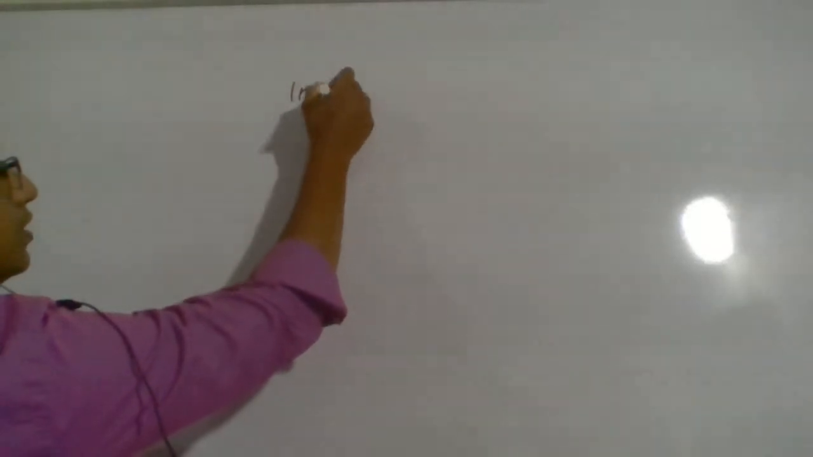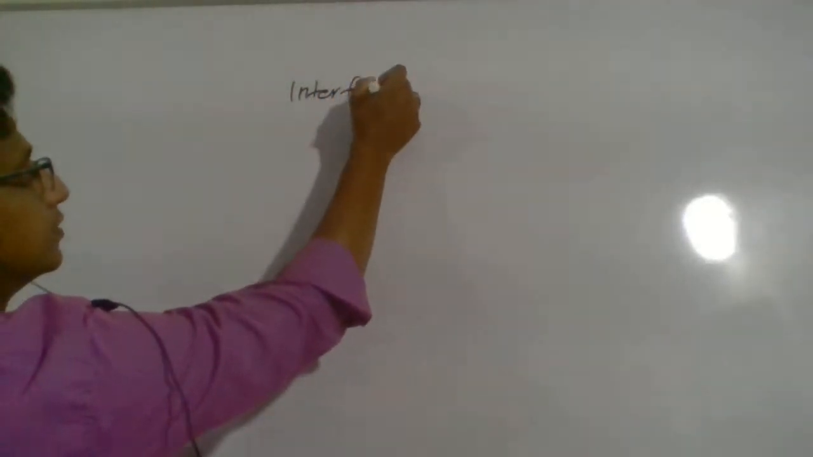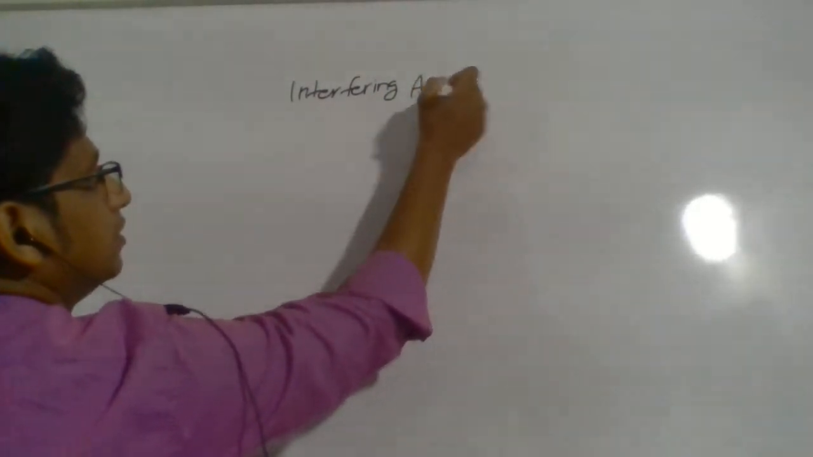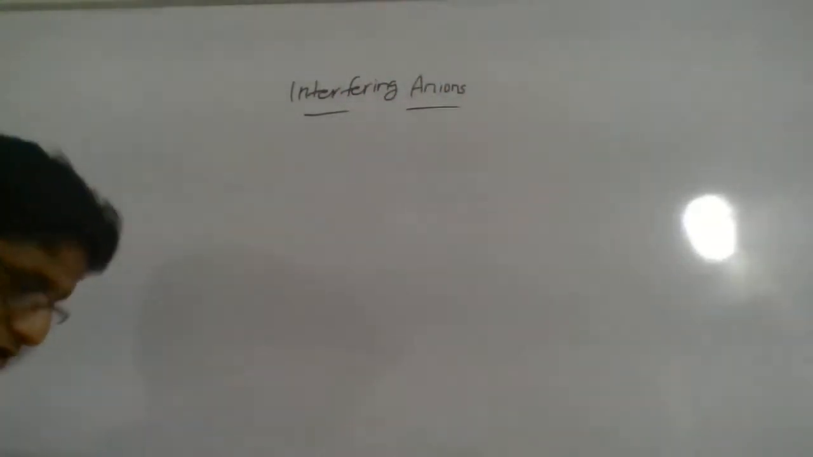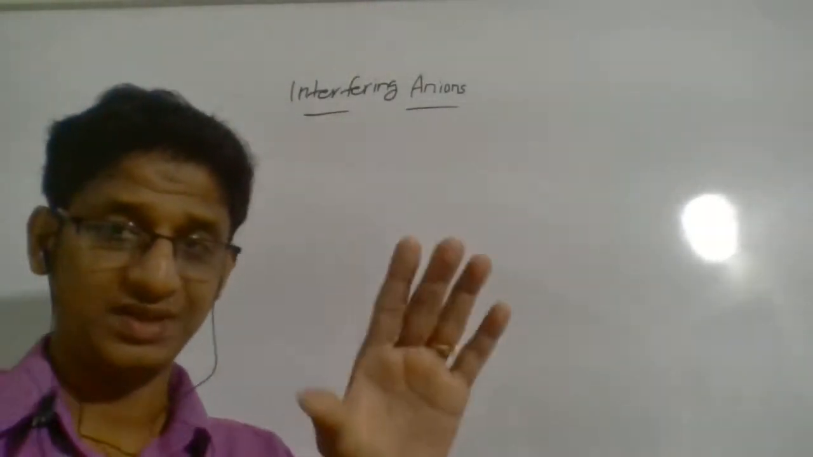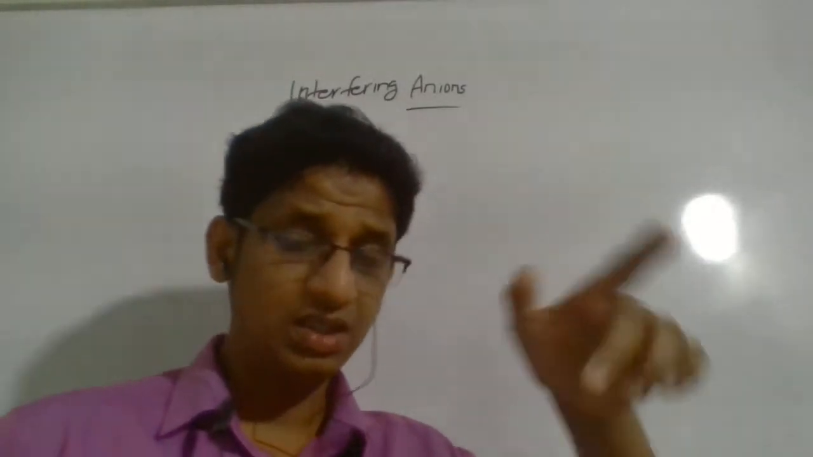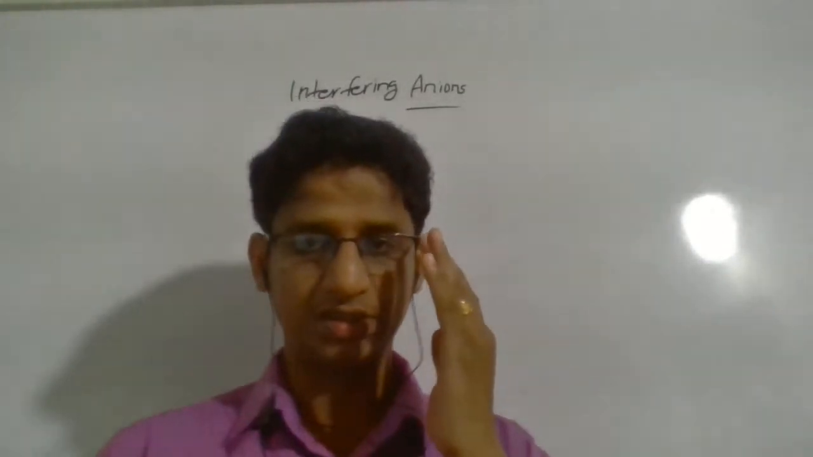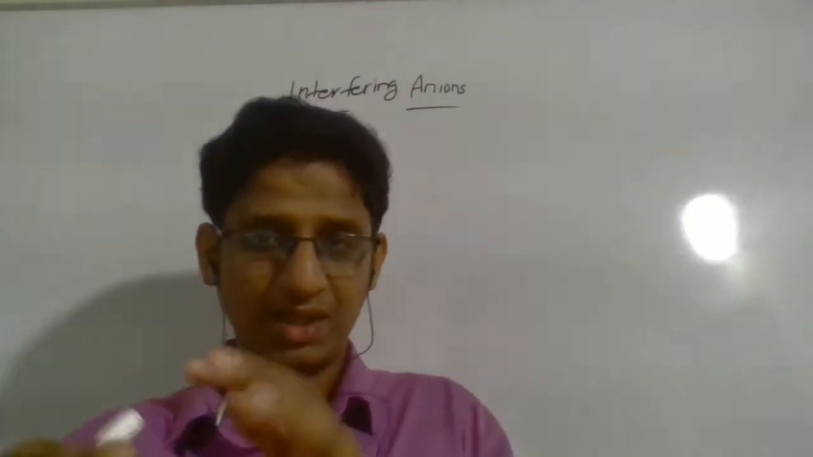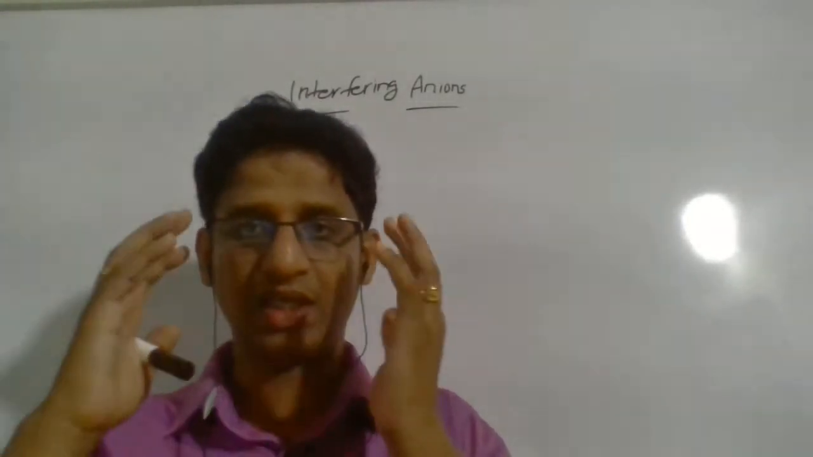Hello students, so today we can start with a new topic, that is interfering anions. Interfering anions. As the name suggests, they interfere. These are the anions which interfere in the cation analysis. What interference is all about is that it's actually coming in between, disturbing the cation analysis.